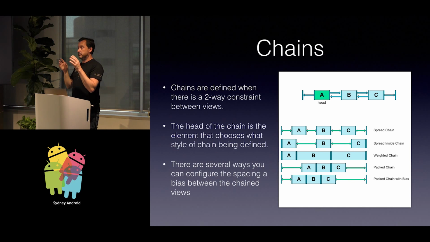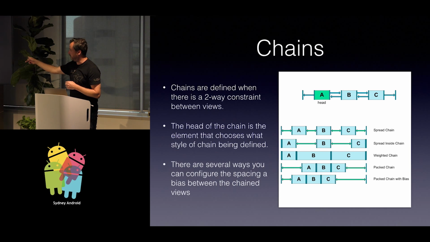So spread chain means take all the spacings between them and evenly distribute those equally. You can have a spread inside, which basically says take the head and the tail of the chain and stick them next to the parent and take all the remaining space and then equally distribute that between the remaining elements of the chain. You can have a weighted chain where, a bit like a linear layout, you can specify a weighting to say this view is 2/3 of the width and this one is only 1/3.